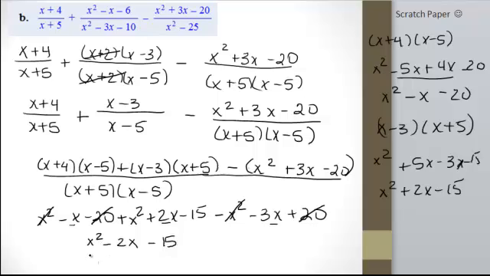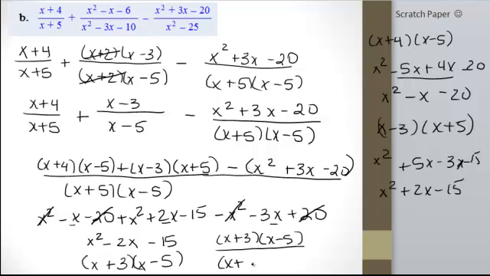Let's go ahead and factor that. Keep in mind we're still working with the numerator. Factors of negative 15 that add up to a negative 2. That'll be a 3 and 5 where the 5 is negative. So you end up with x plus 3, x minus 5, all over x plus 5, x minus 5. Well, now the x minus 5s can be reduced. So you're left with x plus 3 all over x plus 5.